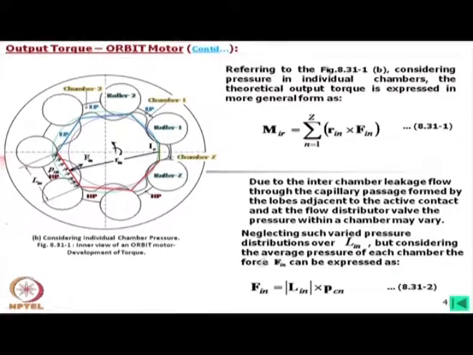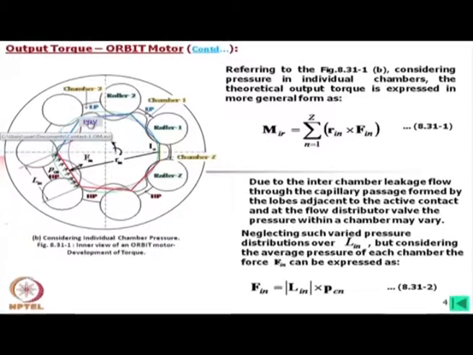Now, for simplicity, let us consider there is no variation of this leakage. Then to find the length, we must know these contact points, which can be calculated from the geometry for a given rotation of the output shaft, and then we can find the length. We may consider that the pressure in that chamber is PCN and the length is LIN, and so this will be the force. We can calculate the force in this way.